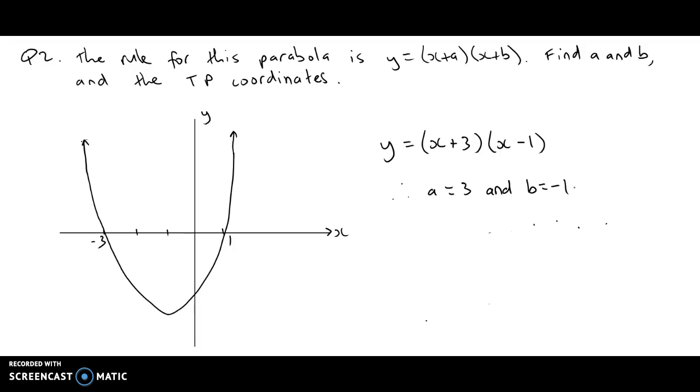Now we will need to go ahead and find the coordinates of the turning point. In order to find the coordinates of the turning point, the first thing we need to do is find the axis of symmetry. We can do that by taking the average of the two x-intercepts here, or finding the halfway point. So we'll get x equals minus 3 plus 1 divided by 2. So x equals minus 2 over 2, which is minus 1, which looks about right if we were to draw our axis of symmetry going through there, minus 1.